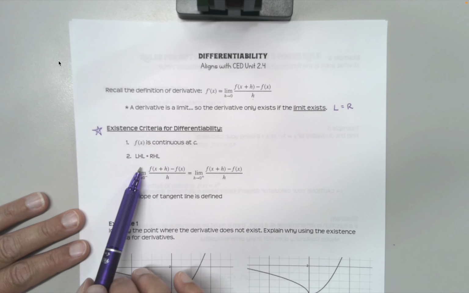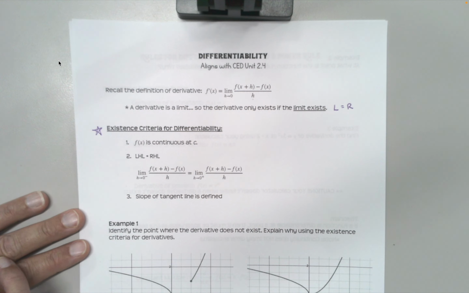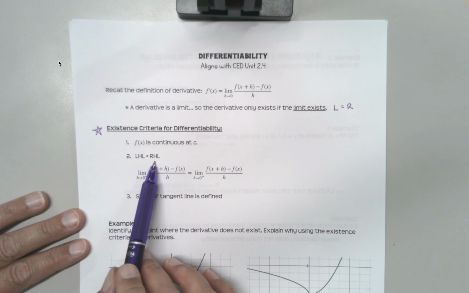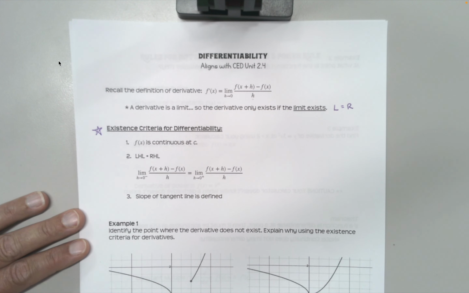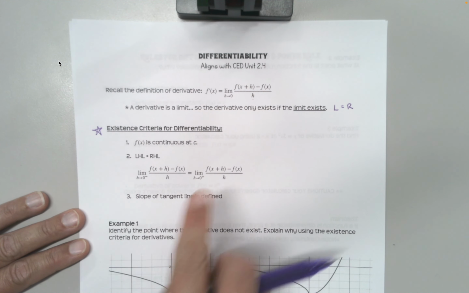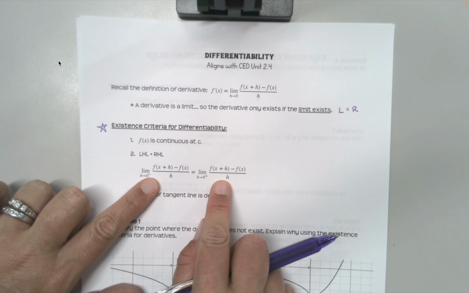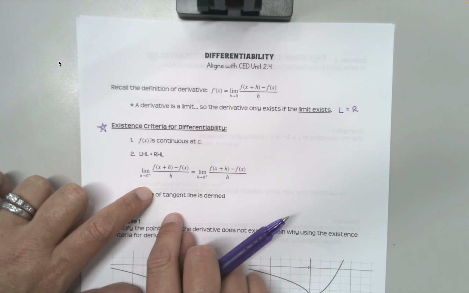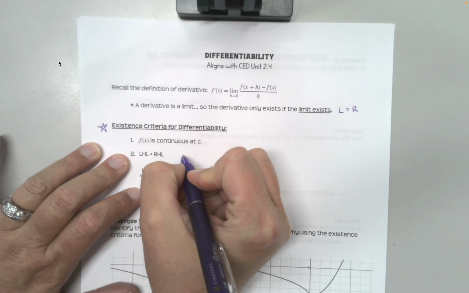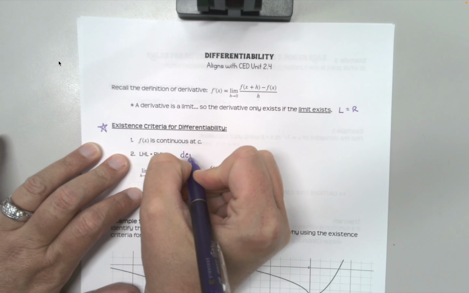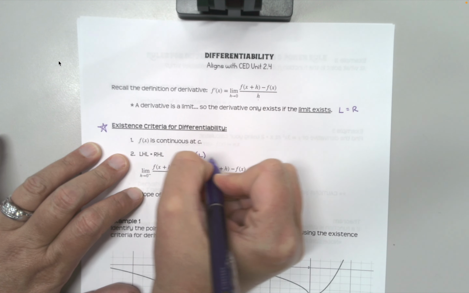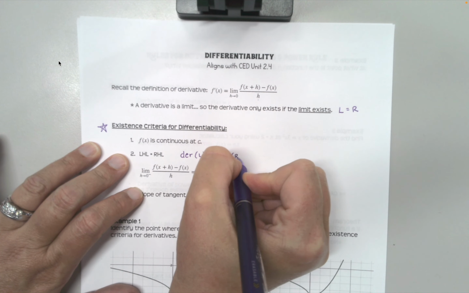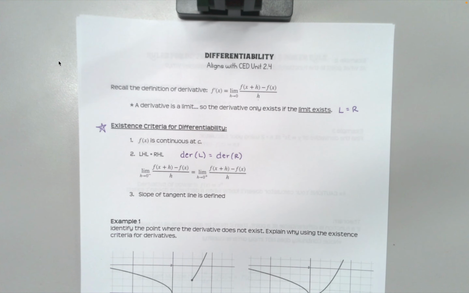This next one is sometimes a little bit harder, and I'm going to show you in the pictures what this looks like. You need the left-handed limit to equal the right-handed limit, not of the function, but of the slopes. So you're looking at what the slopes are doing as you approach from the left and from the right. This is essentially saying the derivative coming from the left side has to equal the derivative coming from the right side.